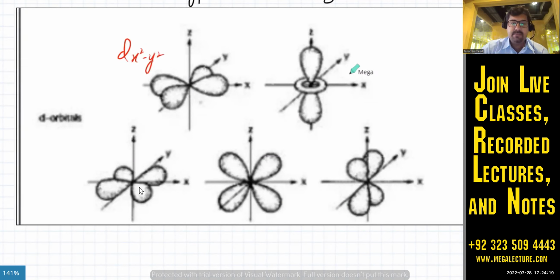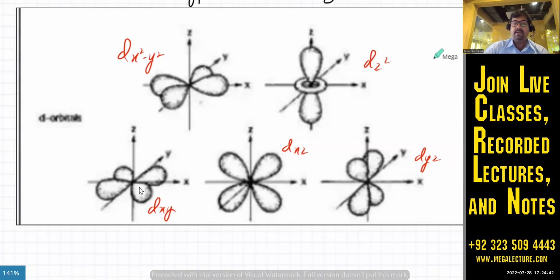Okay, that's dx square minus y square. This one is known, if the lobes are between the x and y axis, as dxy. If the lobes are between the x and z axis, then that is known as dxz. If the lobes are between the z and y axis, then that is known as dyz. Okay, and this last d is on the z axis.